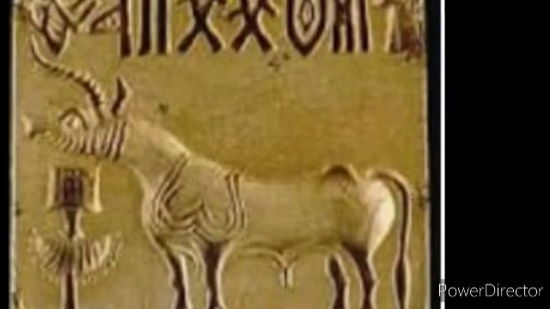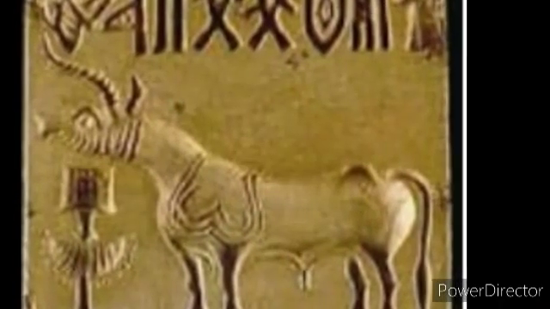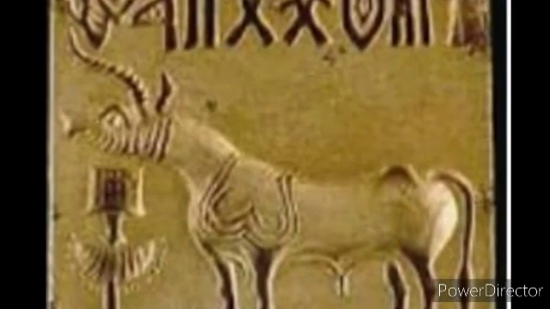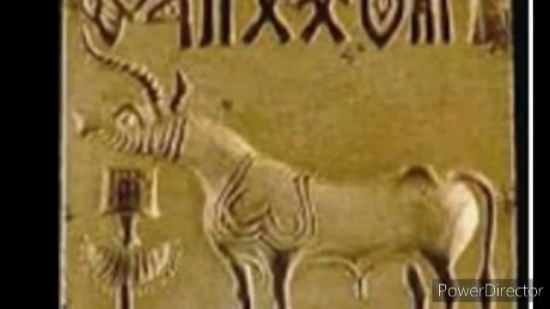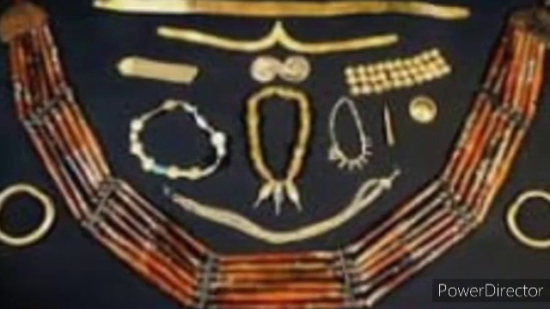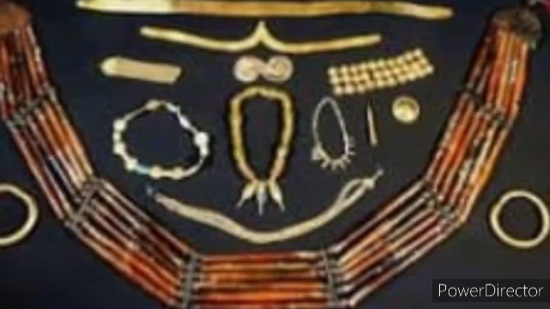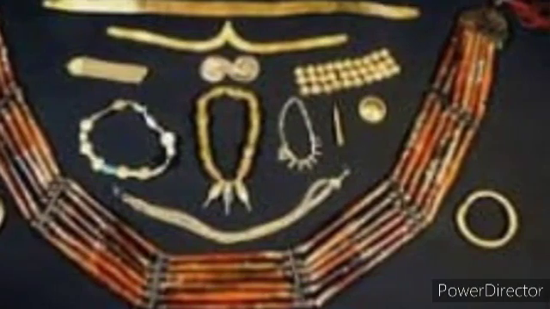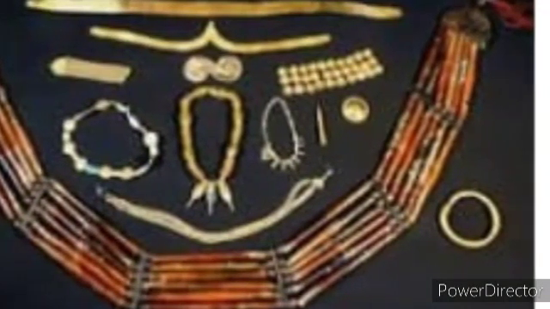Seals were small square or oblong shaped tablets made from soft stone or terracotta. Trade goods included pottery, beads, and ornaments. The Indus Valley traders and merchants had a system of weights and measures to facilitate trade.